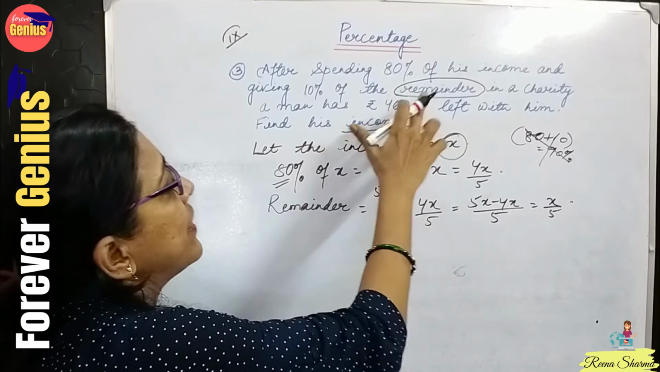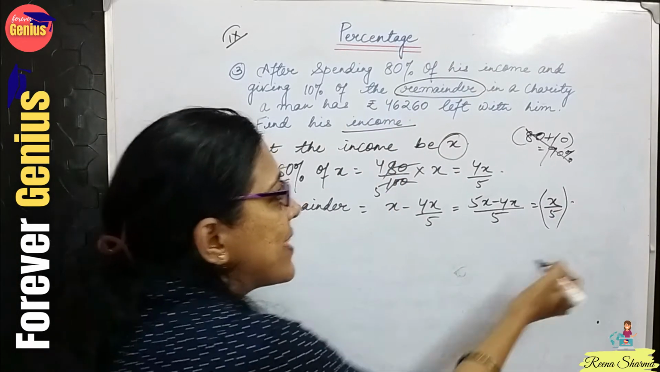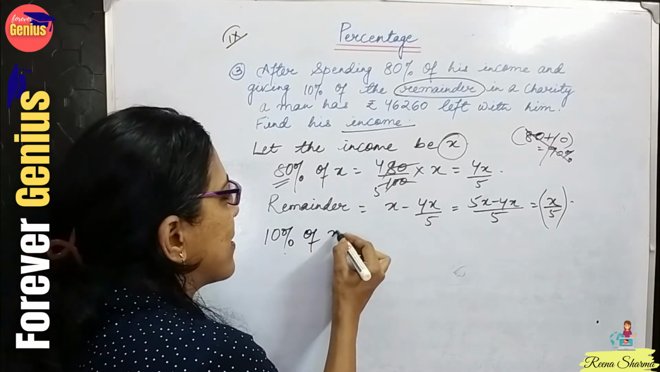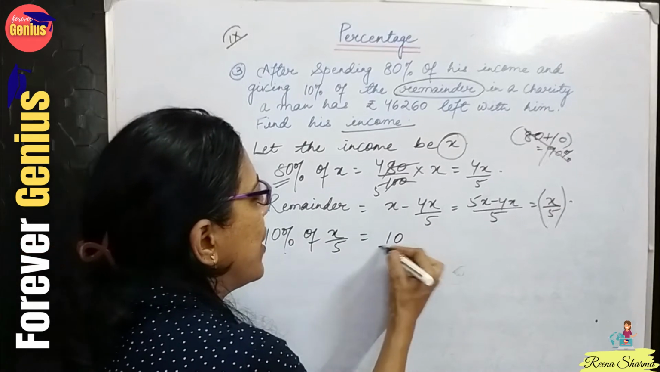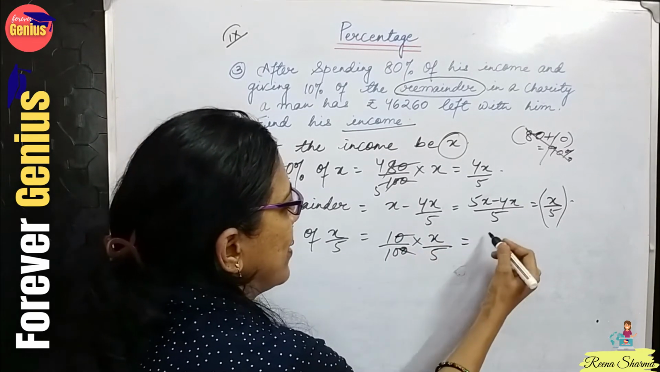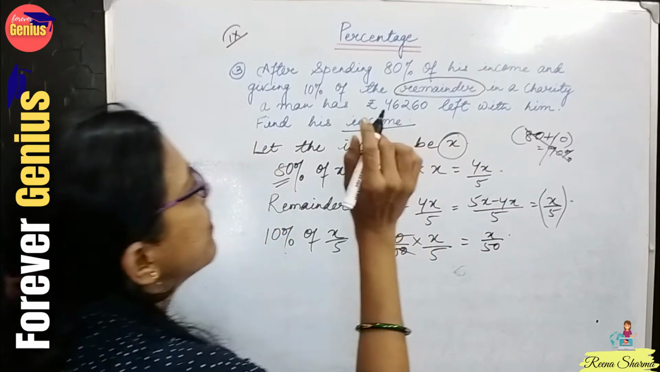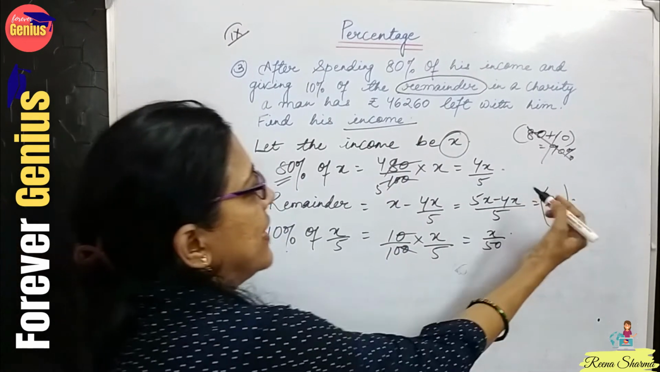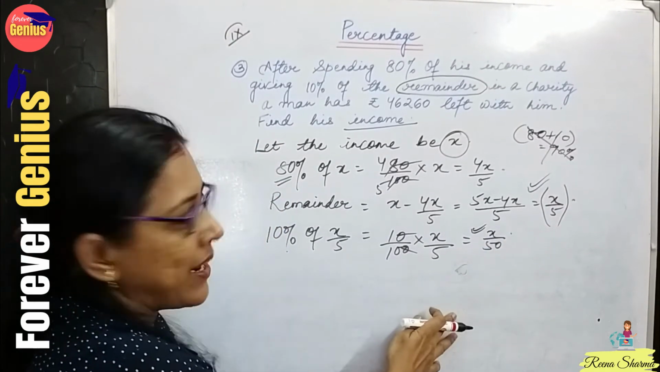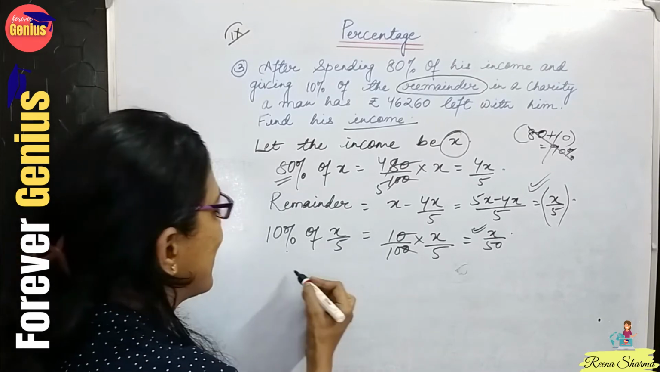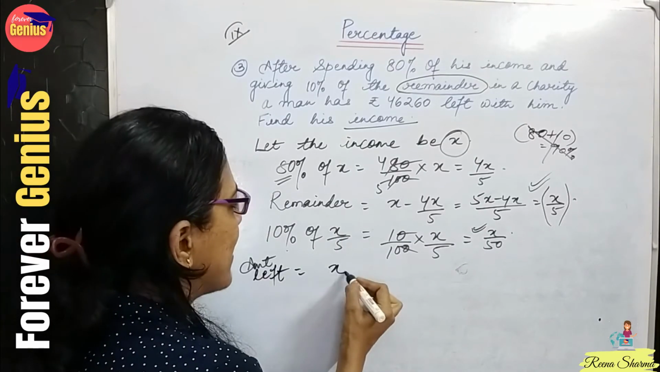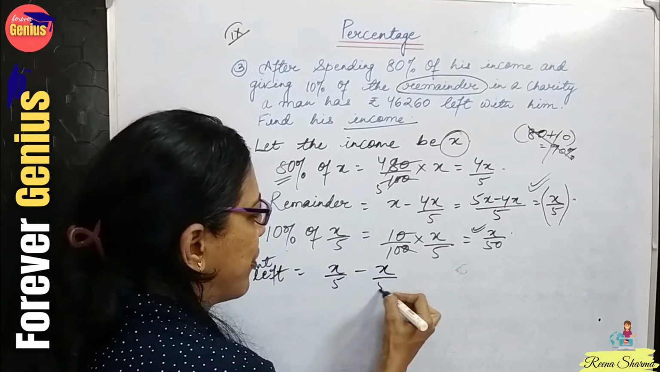Now they are saying 10% of the remainder. Of this I will take 10%. So 10% of X by 5 is equal to 10 by 100 into X by 5. This is equal to X by 50. Now what is the amount left? This was the remainder and this he has given. So out of these two, when I subtract, I will find the amount. So the amount left is equal to X by 5 minus X by 50.